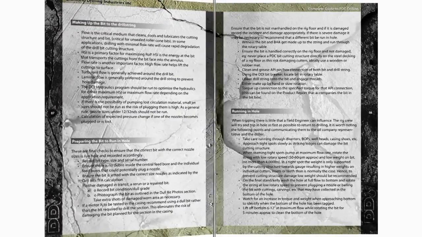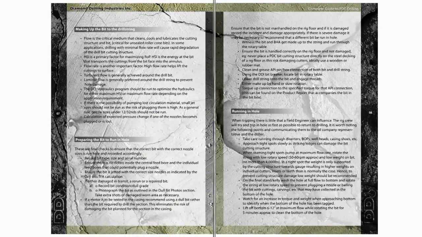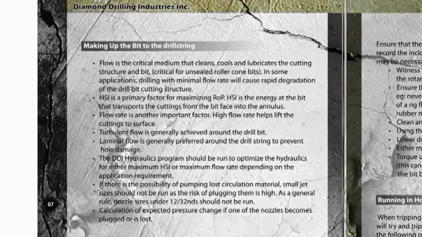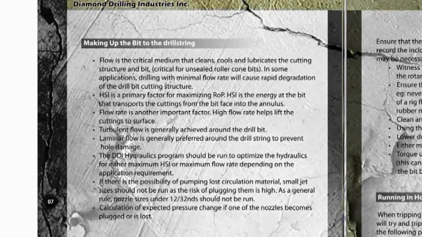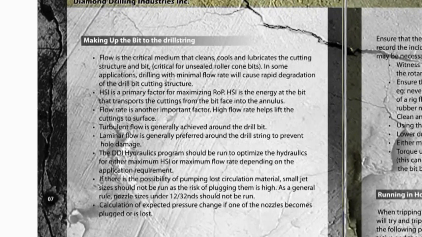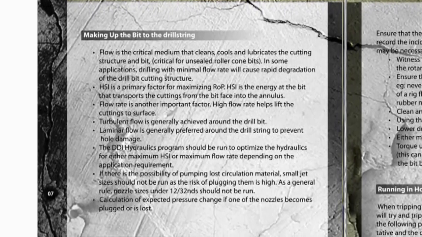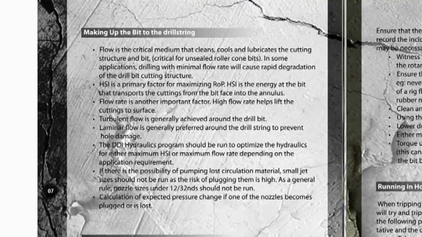Making up the bit to the drill string. Flow is the critical medium that cleans, cools, and lubricates the cutting structure and bit, critical for unsealed roller cone bits. In some applications, drilling with minimal flow rate will cause rapid degradation of the drill bit cutting structure.